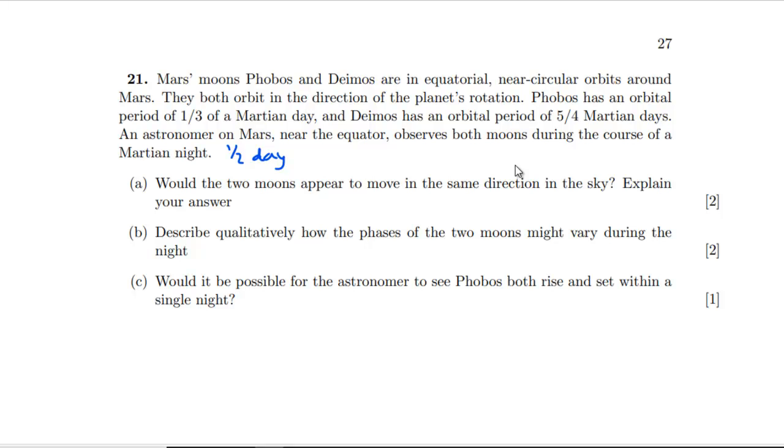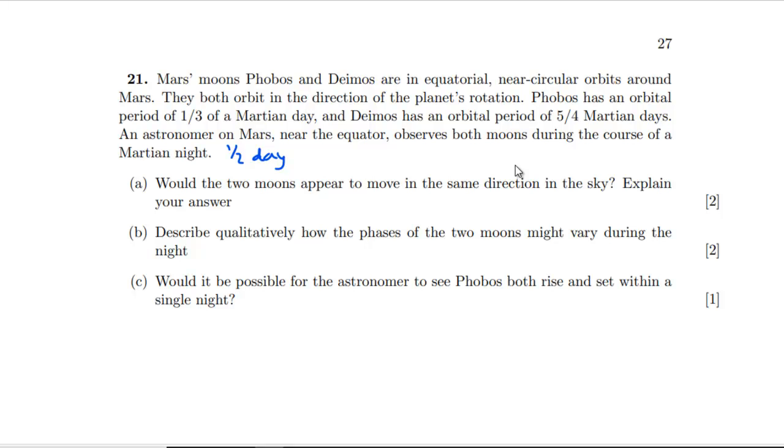So what did they have here? So we've got a third of a Martian day and 5/4 Martian days. No, so one of them is moving quicker than the rotational period, because you've got one rotational period to go all the way round, but Phobos is doing that faster. It's doing it 3 times, whereas Deimos is doing it slower.